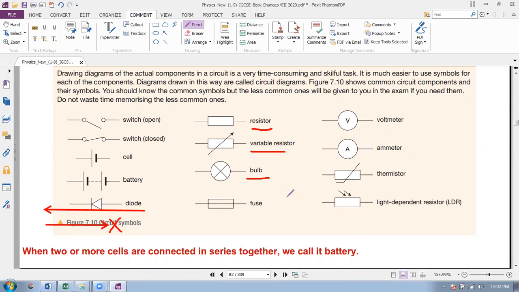That is called a symbol. A fuse looks like this. This is the symbol of a fuse, just like a resistor, but the line goes straight through it. It's a voltmeter symbol that you know already. It's the ammeter symbol, it's a thermistor, and it's an LDR, light dependent resistor. So you have to remember all these symbols. It's a very important one. Especially look at this switch. It's open and closed switch.